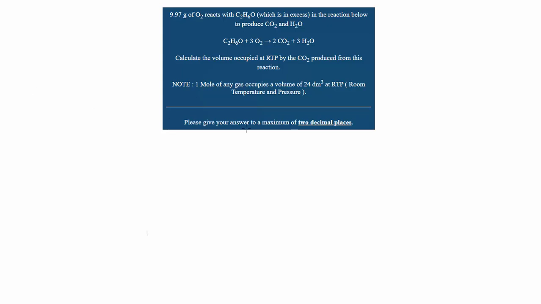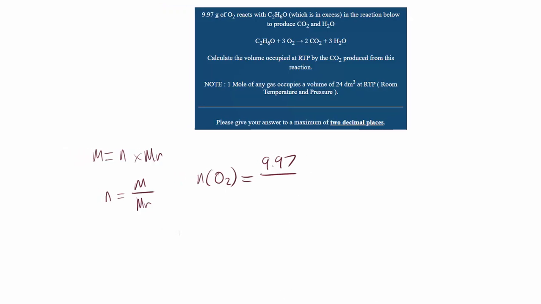For oxygen, we're going to use the equation that mass is equal to the number of moles times molar mass. If we rearrange this by dividing both sides by the molar mass, we get the number of moles is equal to the mass divided by the molar mass. In this case, first of all, the number of moles of oxygen, O2, molecular oxygen, is going to be the mass, which is 9.97, divided by the molar mass of O2. So we need to work out the molar mass of O2.